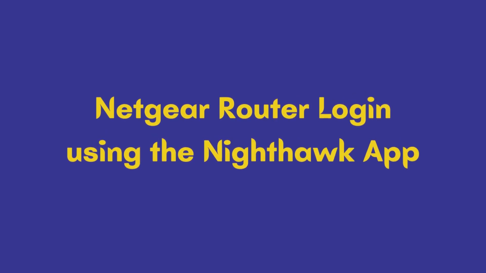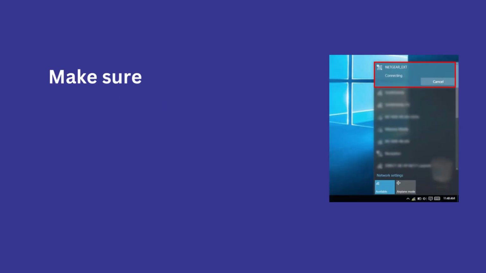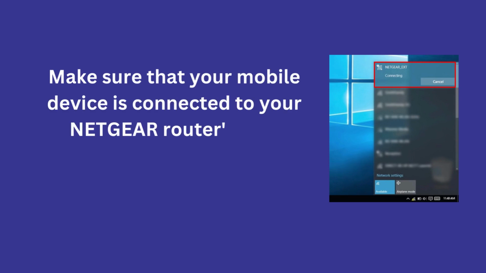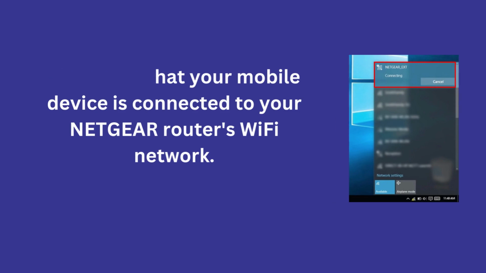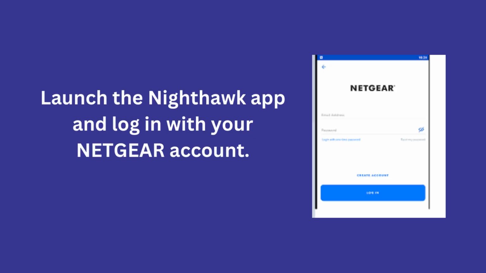Netgear Router Login using the Nighthawk app. Download the Nighthawk app at nighthawkapp.com. Make sure that your mobile device is connected to your Netgear router's Wi-Fi network. Launch the Nighthawk app and log in with your Netgear account.